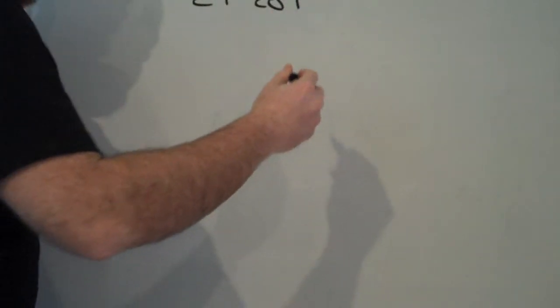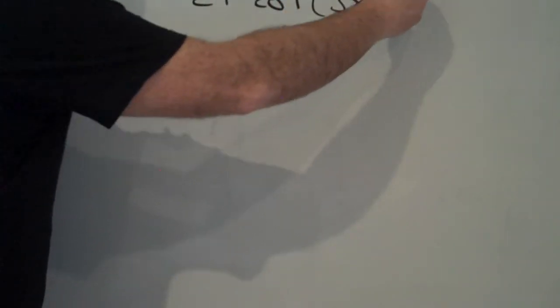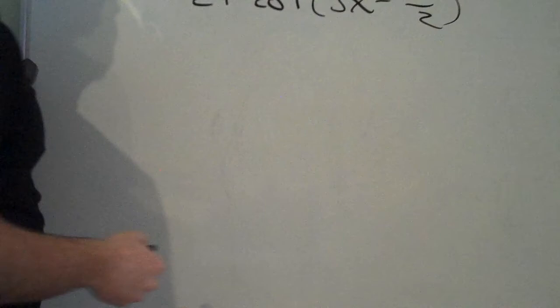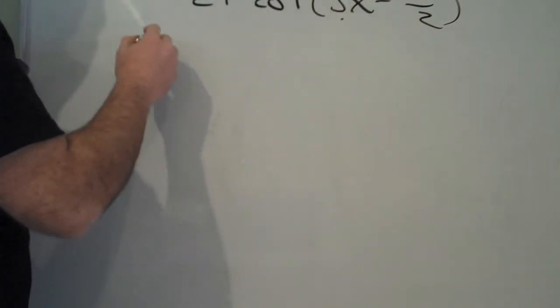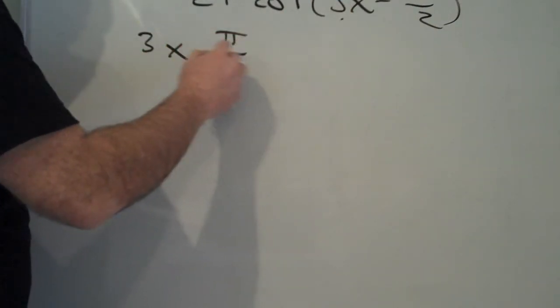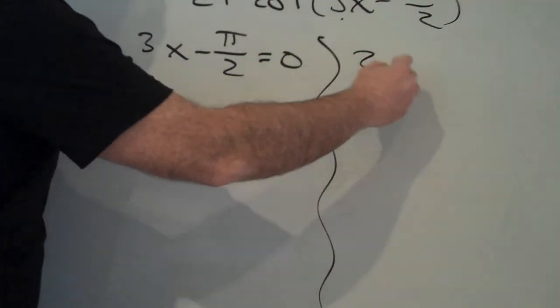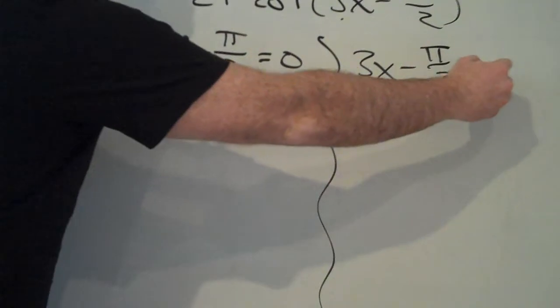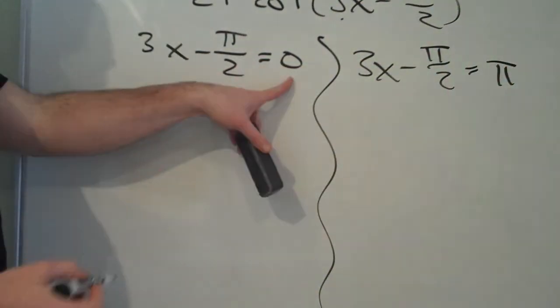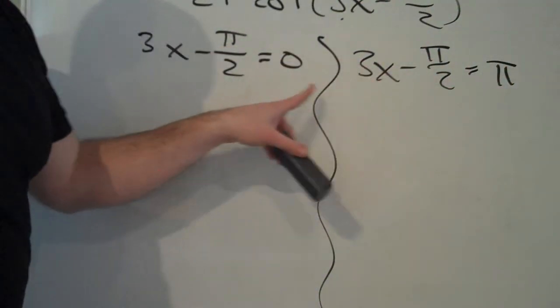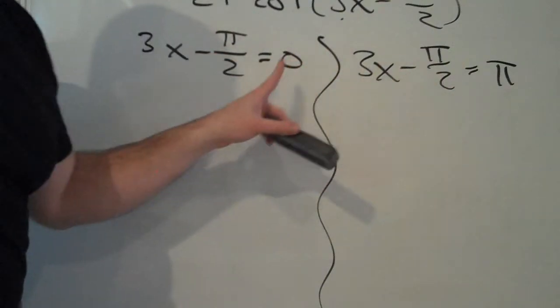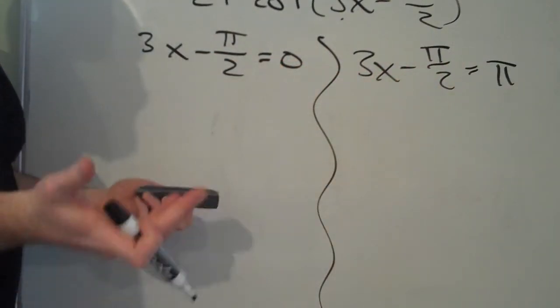So, let's do one real quick. Let's do negative 2 plus the cotangent of 3x minus pi over 2. Alright, so we're going to take the phase shift. We're going to set that equal to 0. And we're going to set that equal to pi. Right? Not negative pi over 2 and pi over 2. Not 0 and 2 pi. 0 and pi. And these are just things that you kind of got to keep straight.